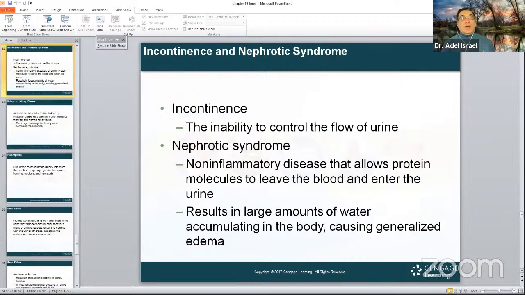A large amount of water, as you see, accumulates in the body and causes generalized edema. Why? Because we lose the albumin of the blood and interstitial fluid, which escapes through urine. So this is the reason. Any patient losing albumin with the urine will start to suffer from generalized edema. Be careful.